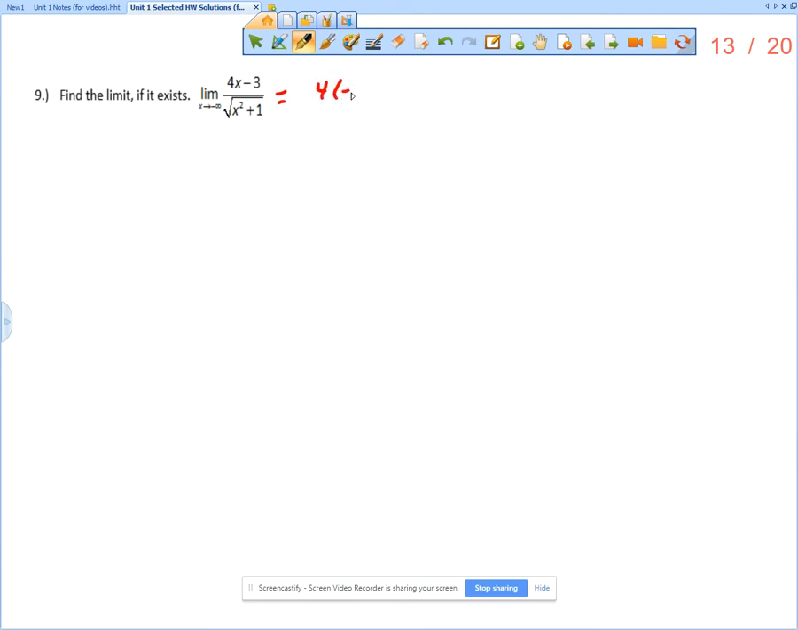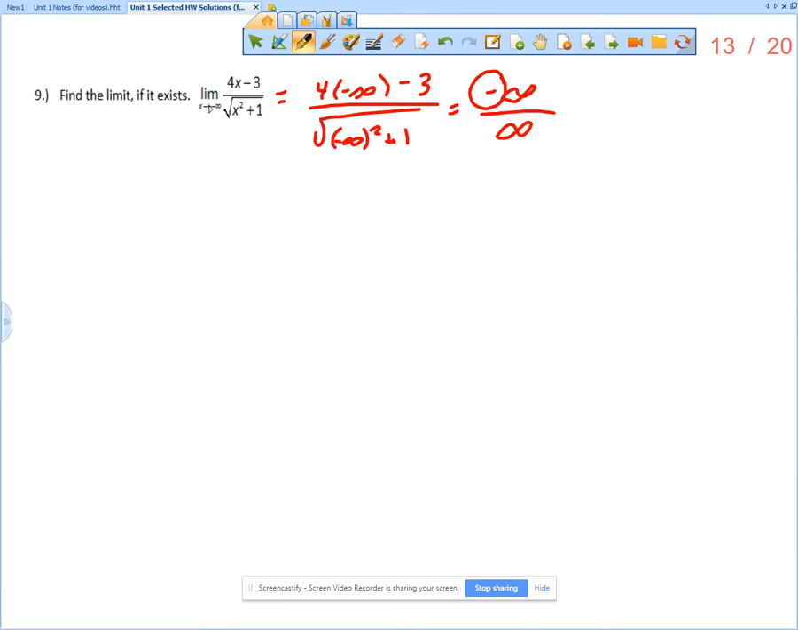So I have 4 times negative infinity minus 3 divided by the square root of negative infinity squared plus 1. All right, so 4 times negative infinity, that's negative 4 infinity, or negative infinity minus 3, but that's still negative infinity, divided by negative infinity squared, so that'd be positive infinity plus 1, so that's infinity, and the square root of infinity is infinity, so I get negative infinity over infinity. Now, it's very important to notice the fact that this is a negative, and we'll come back to that in a moment, but this answer has to be negative.